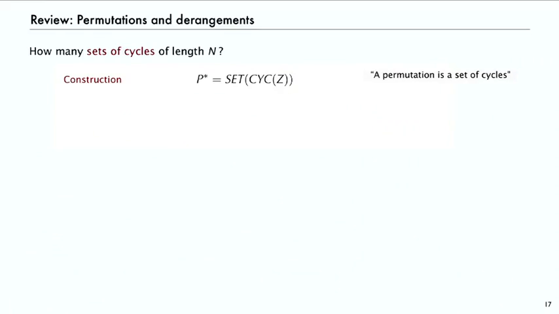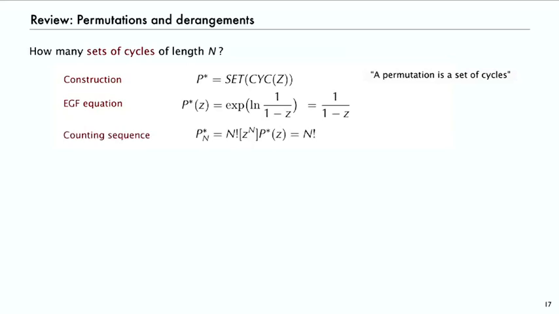Then from the symbolic transfer theorem for labeled objects, that means that the generating function satisfies, for set, its exponential, for cycle, its natural log. So P of z equals e to the log of 1 over 1 minus z, which is 1 over 1 minus z. So therefore, the counting sequence is n factorial times the coefficient of z^n, which is n factorial.